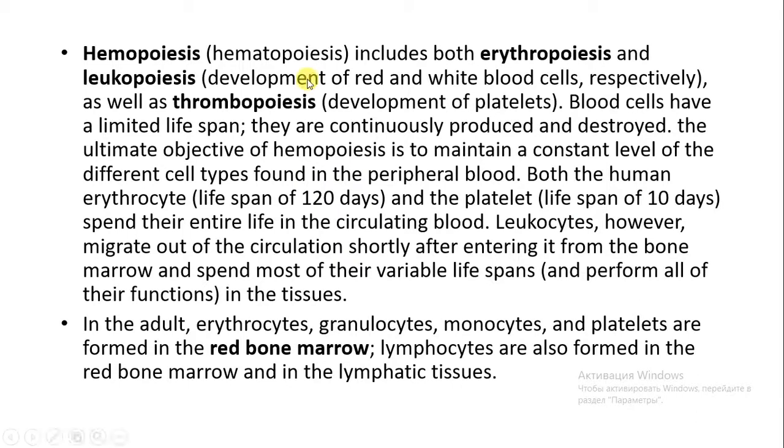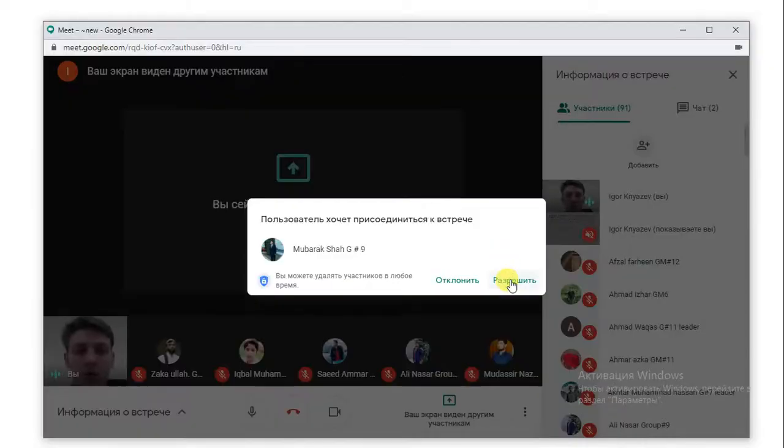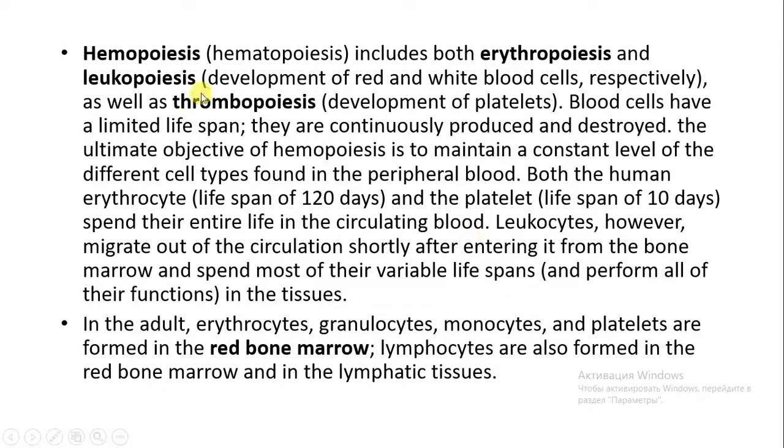So blood formation. Another name is hemopoiesis, or hematopoiesis. It's not a mistake to name both hemopoiesis and hematopoiesis. It includes erythropoiesis, formation of erythrocytes, which we discussed in the previous lecture, and leukopoiesis, formation of leukocytes, the development of red and white blood cells. Together it is known as hemopoiesis. It also includes thrombopoiesis, formation of thrombocytes or platelets.